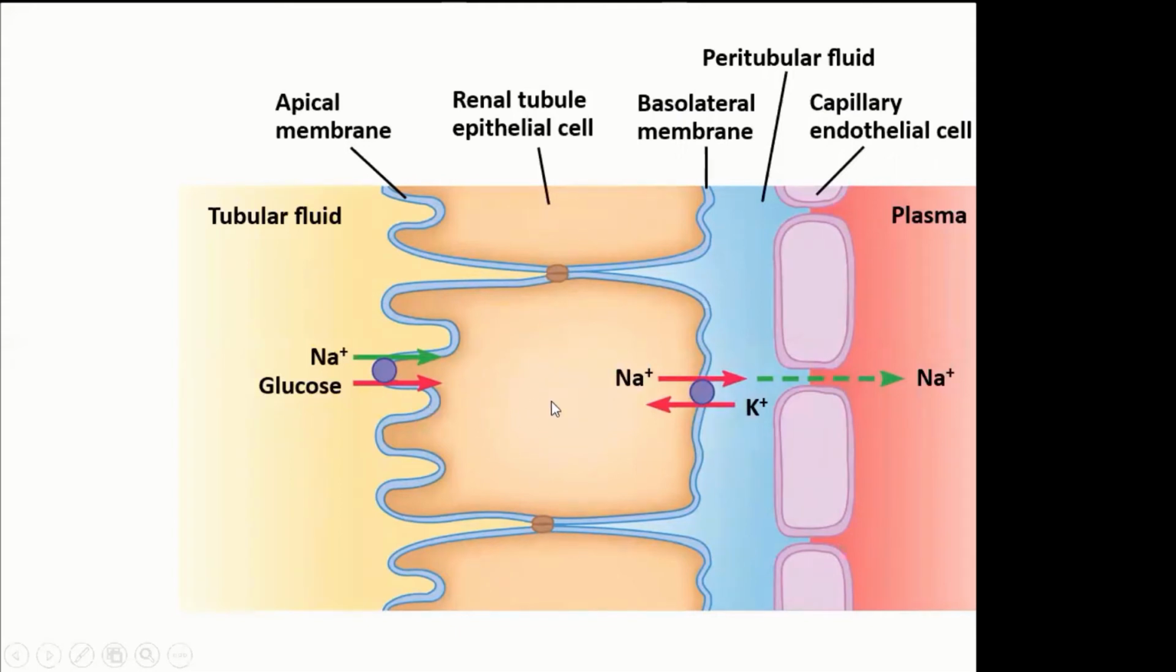Because we're actively pumping sodium out of our renal tubules, I want to note here that means we have a low concentration of sodium in the epithelial cell because we're actively removing it. That means sodium can passively move into the epithelial cells. So it moves actively across this basolateral membrane, but passively across this apical membrane between the tubular fluid and the epithelial cell.